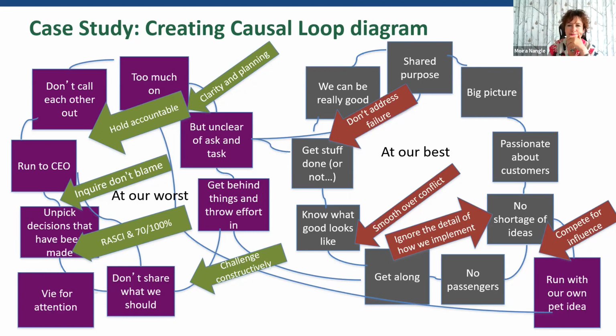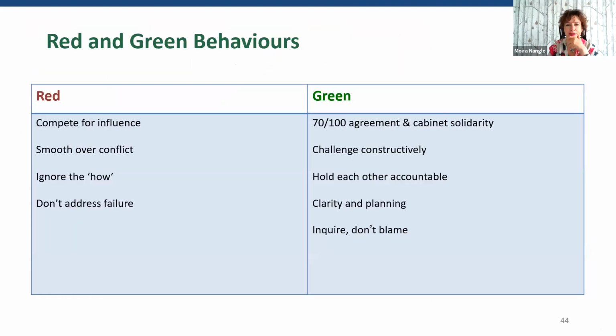Make sense? So you can guess what's coming next. For this group, basically, here were their red and green. Once we'd done the causal loop, they agreed that there were some red card behaviours that they exhibited. They would compete, they'd tend to smooth over conflict, they'd ignore how they're going to do stuff, and they didn't address all of the failed projects.